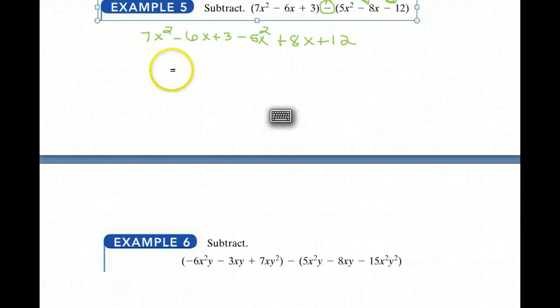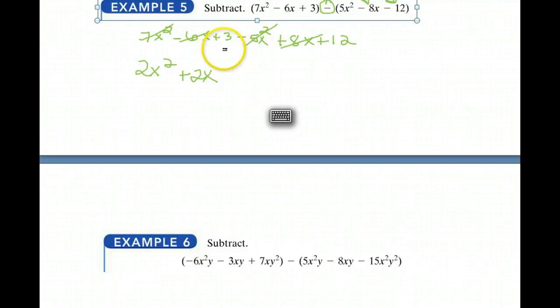So at this point, let's begin simplifying. We have 7x squared minus 5x squared, which will make 2x squared. We'll cross out our largest powers. Negative 6x plus 8x makes positive 2x, so we write plus 2x. And then we have 3 plus 12, which makes positive 15, so we write plus 15. Cross those out, and we now are assured that we have used every single term, and we are ready to move on to the next problem.